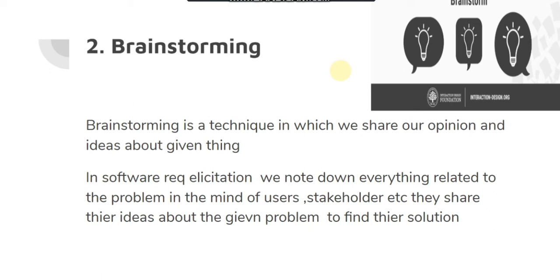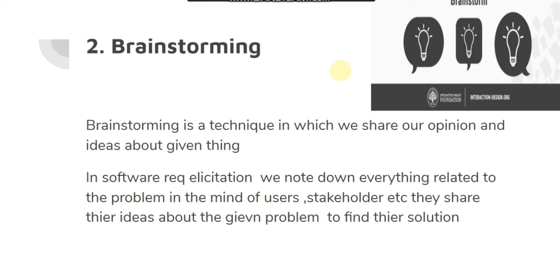Brainstorming is also one of the best techniques to gather requirements, because everyone in the organization shares their ideas related to the system. Not every idea becomes a requirement, but many of the ideas will be requirements of the system. So it's up to the developer to categorize the requirements from the ideas collected in the brainstorming session.